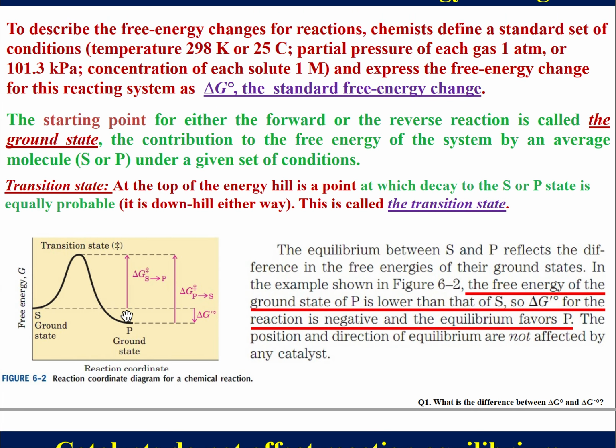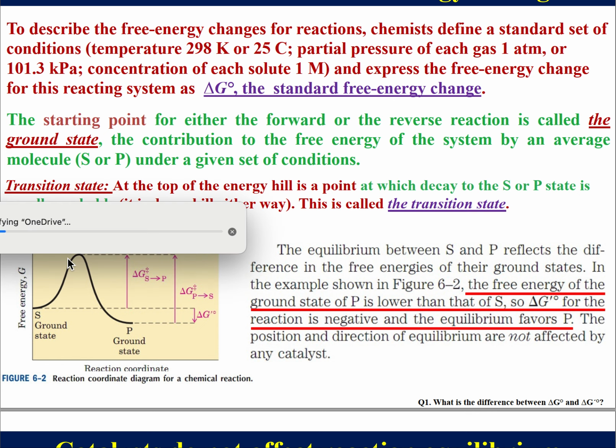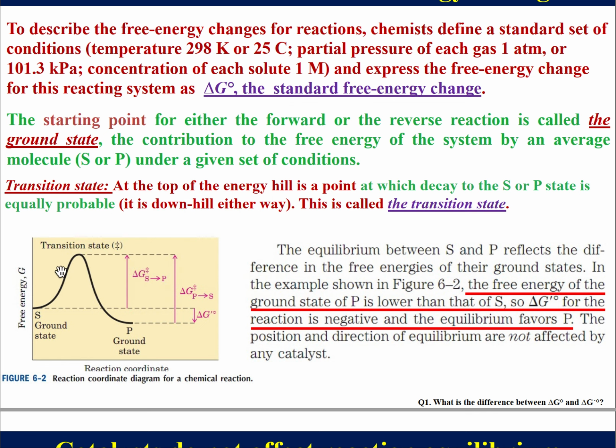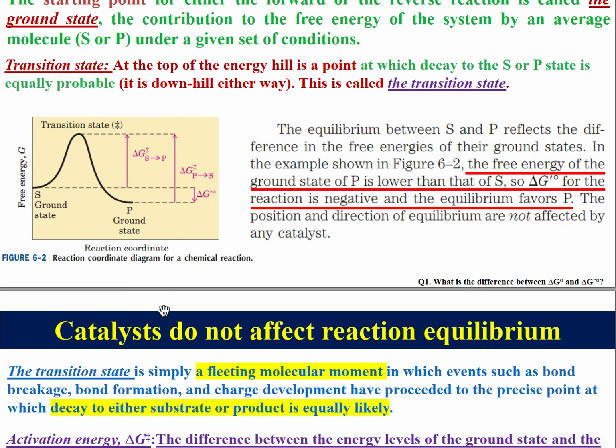So I repeat, the free energy change from transition state to ground state for the product is lower, and the free energy change from transition state to substrate is higher. So here is the substrate, here is the product. The free energy change will be negative, and then the reaction will favor substrate to product.